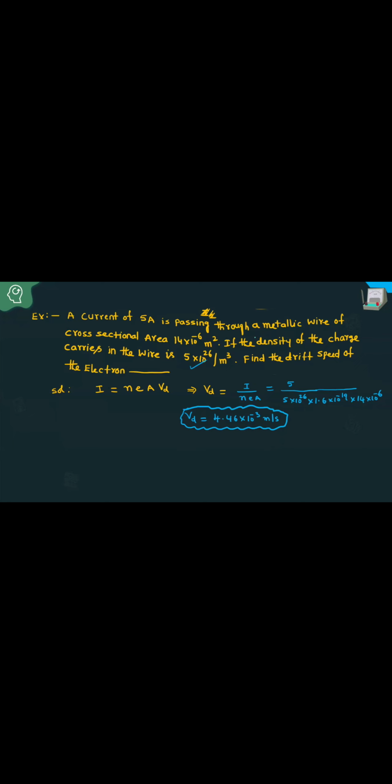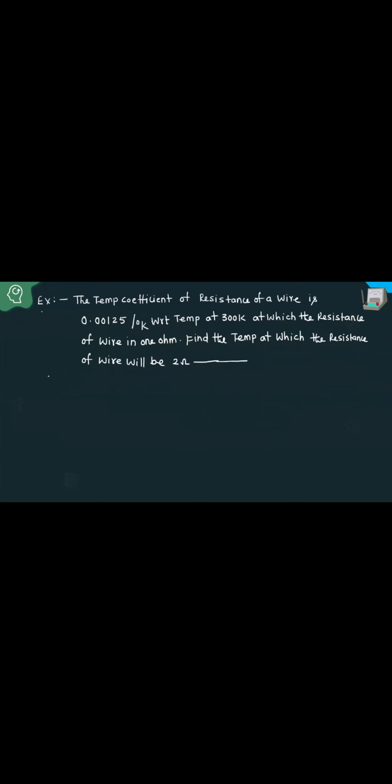Thank you. Next, try this practice question, friends. Find the temperature at which the resistance of the wire will be 2 ohms. The temperature coefficient of resistance of the wire is 0.00125 per degree Kelvin with respect to the temperature of 300 Kelvin, at which the resistance of the wire is 1 ohm.